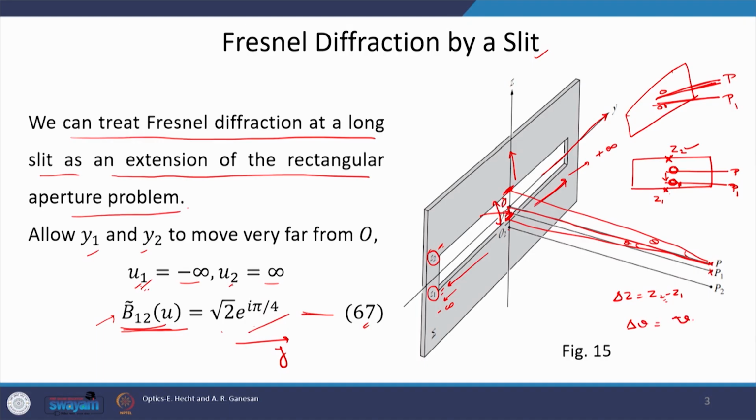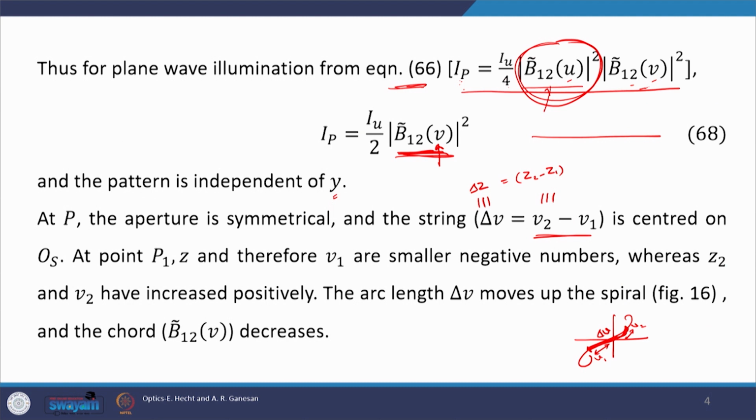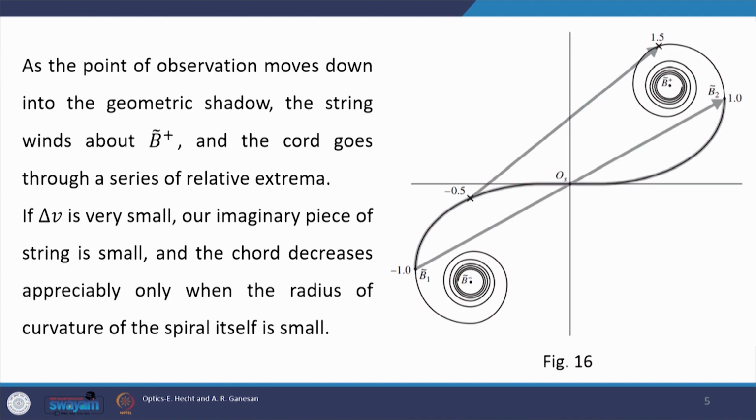Similarly, the delta V, the arc length, which is equal to V2 minus V1, will also remain fixed. Therefore, on Cornu's spiral, the delta V, which was initially symmetrically placed, would be shifted upward into the first quadrant. Why? Because V1 is more positive and V2 is less negative. Therefore, things are shifting in the positive direction, and this is what is shown here.